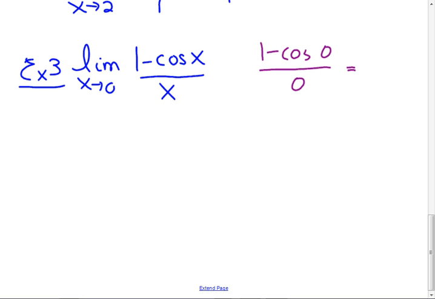Okay, what's the cosine of 0? 1. So 1 minus 1 over 0. L'Hopital's rule applies. So I'm going to not do the quotient rule. I'm going to take the derivative of the numerator divided by the derivative of the denominator. What's the derivative of the numerator? What's the derivative of 1?